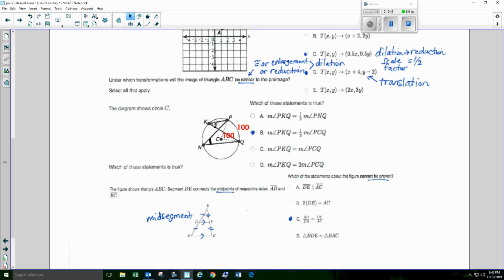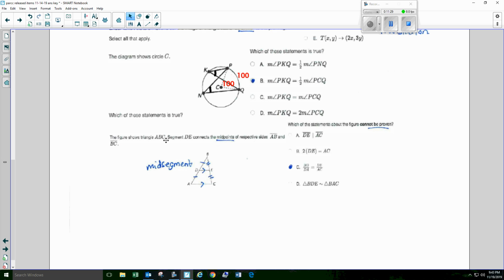PKQ is half of PNQ? Nope, we just said they're congruent, so that's false. PKQ equals PCQ? No, this is 100 and this is 50. This again is half of that, so that's false. PKQ equals 2 times this one? No, it's half of this one. So that's what we see right here: PKQ equals half of PCQ. So it's B. You've got to remember inscribed angles are half of their intercepted arc, and a central angle equals its arc measure.